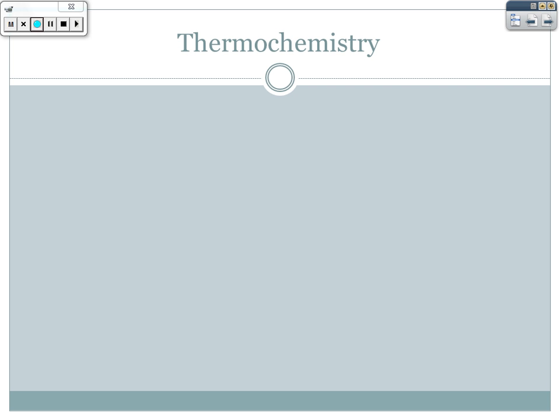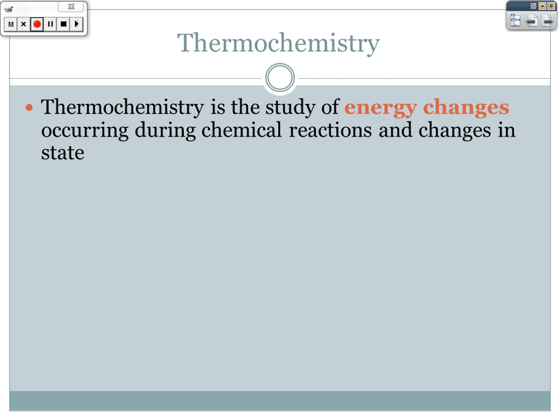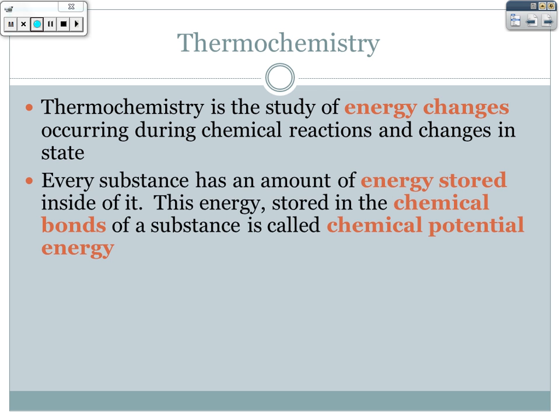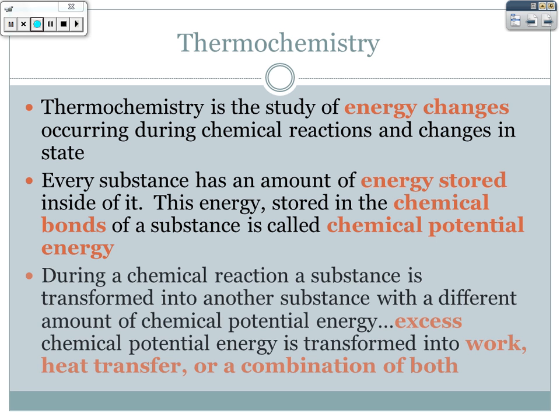Okay, so let's talk about thermo. Thermochemistry is the study of energy changes occurring during chemical reactions and changes in state. So every substance that we have has an amount of energy stored inside of it. This energy, which is stored in the chemical bonds of a substance, is called chemical potential energy. Now, during a chemical reaction, a substance is transformed into another substance, and this other substance has a different amount of chemical potential energy, because each individual substance has its own chemical potential energy. And so the excess chemical potential energy is then transformed into work, heat transfer, or a combination of both.